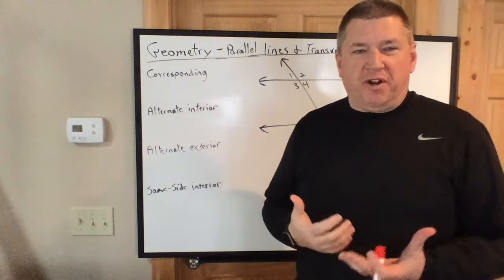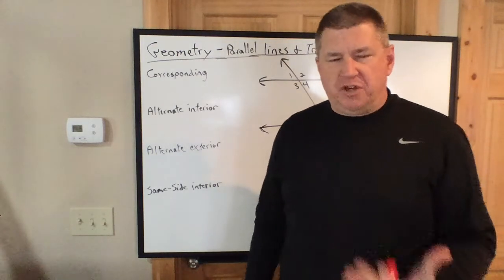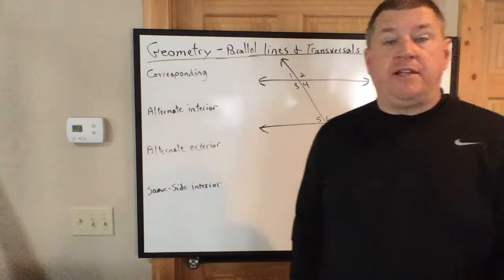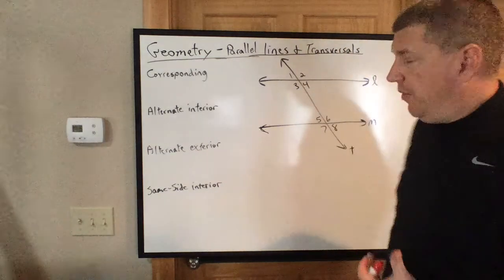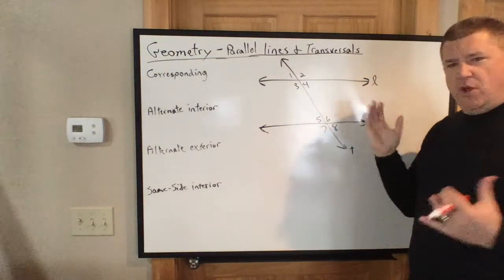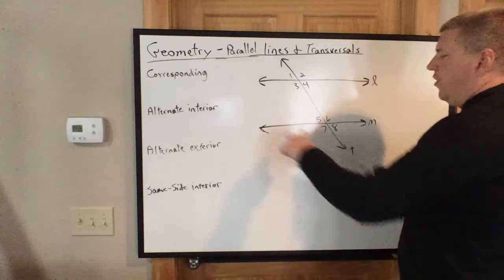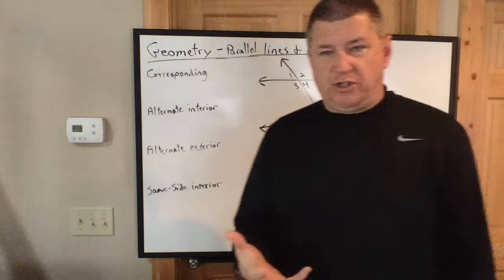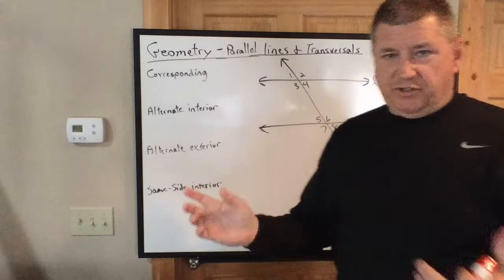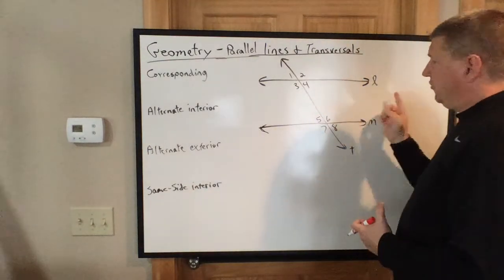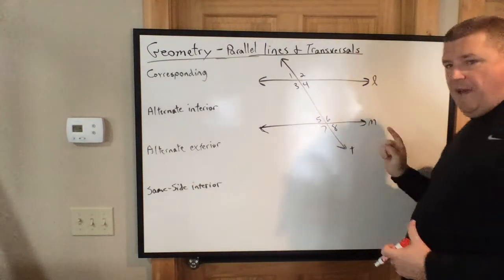In this video, we're going to talk about a geometry concept dealing with parallel lines and transversals. In another video, we talked about what a parallel line was. A parallel line is two lines that are in the same plane that never intersect throughout their entire length. So I've drawn two parallel lines, line L and line M here.